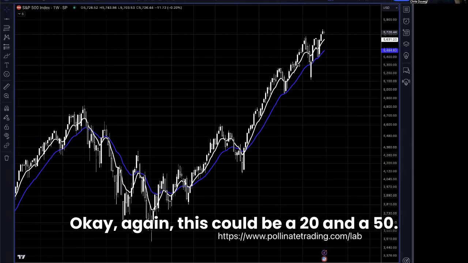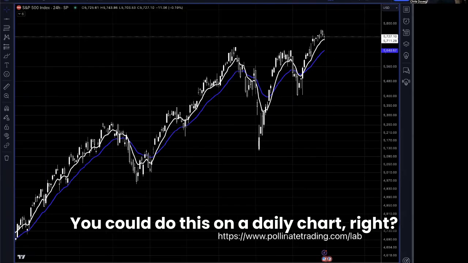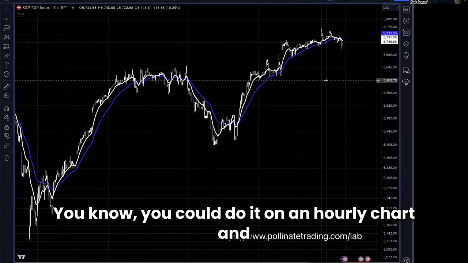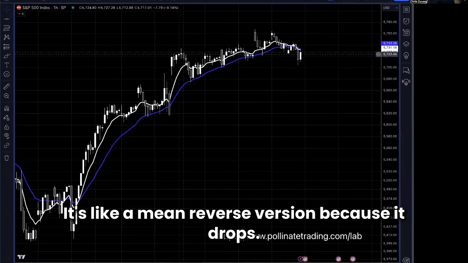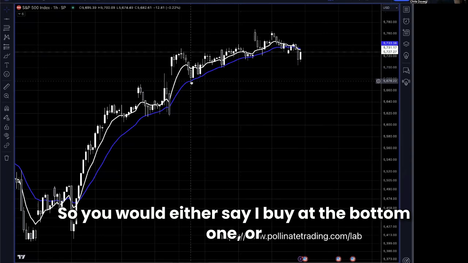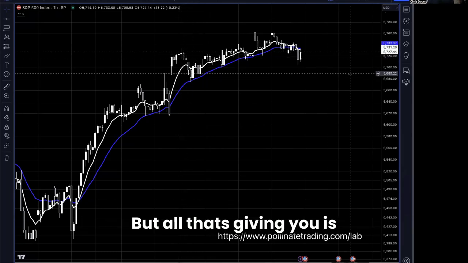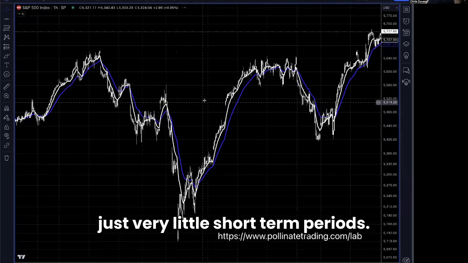Again, this could be a 20 and a 50. You could do this on a daily chart. You can see it's a lot choppier on the daily. You could do it on an hourly chart and say, as long as we're above it on the hourly, at this point in time, it's like a mean reversion, because it goes up, it drops, it continues to drop. So you would either buy at the bottom one, or when it's over the top, look for a place to sell. But all that's giving you is very short-term periods.